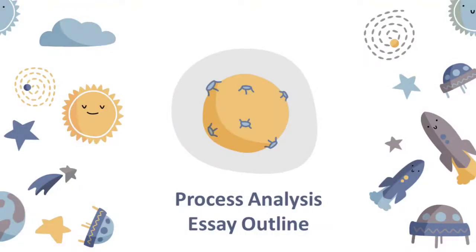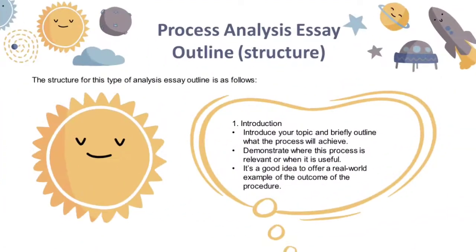Next content is process analysis essay outline. The structure for this type of analysis essay outline is as follows. First, introduction. In the introduction, you should introduce your topic and briefly outline what the process will achieve. Demonstrate where this process is relevant or when it is useful. And it is a good idea to offer a real-world example of the outcome of the procedure.